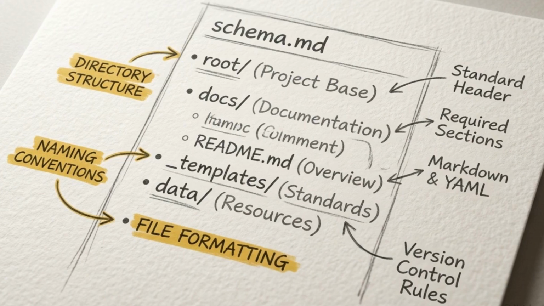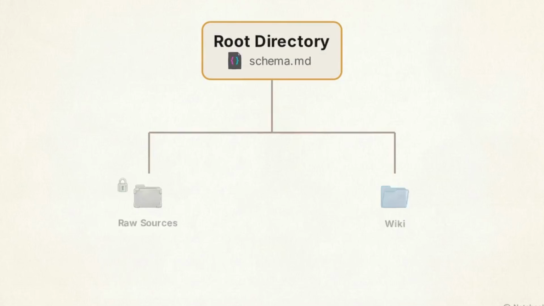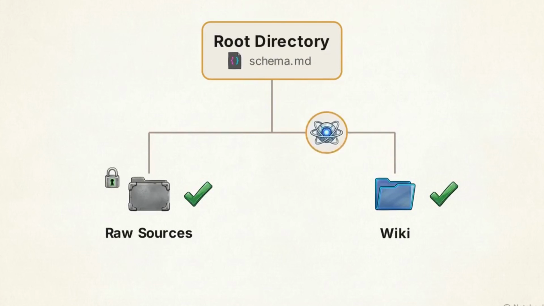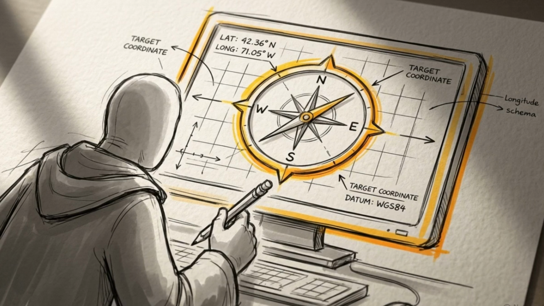To enforce that boundary, we need a set of instructions. We use a configuration file called schema.md, placed in the root directory. Notice the highlighted rule explicitly forbidding the AI from editing raw sources. This schema file is your standard operating procedure. It tells the AI exactly how your folders are structured and what formatting conventions to follow, turning a generic assistant into a disciplined archivist.